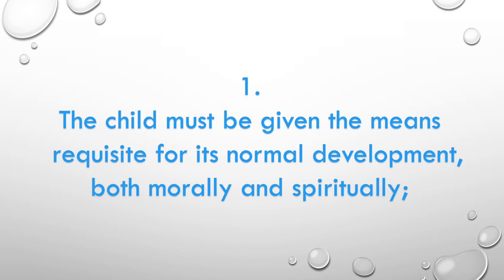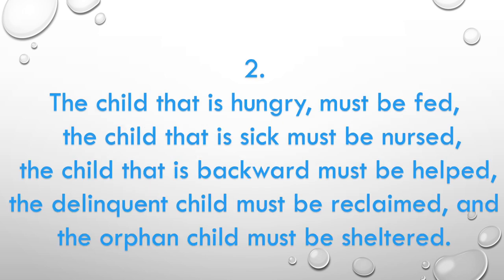1. The child must be given the means requisite for its normal development, both morally and spiritually. 2. The child that is hungry must be fed. The child that is sick must be nursed. The child that is backward must be helped. The delinquent child must be reclaimed. And the orphan child must be sheltered.